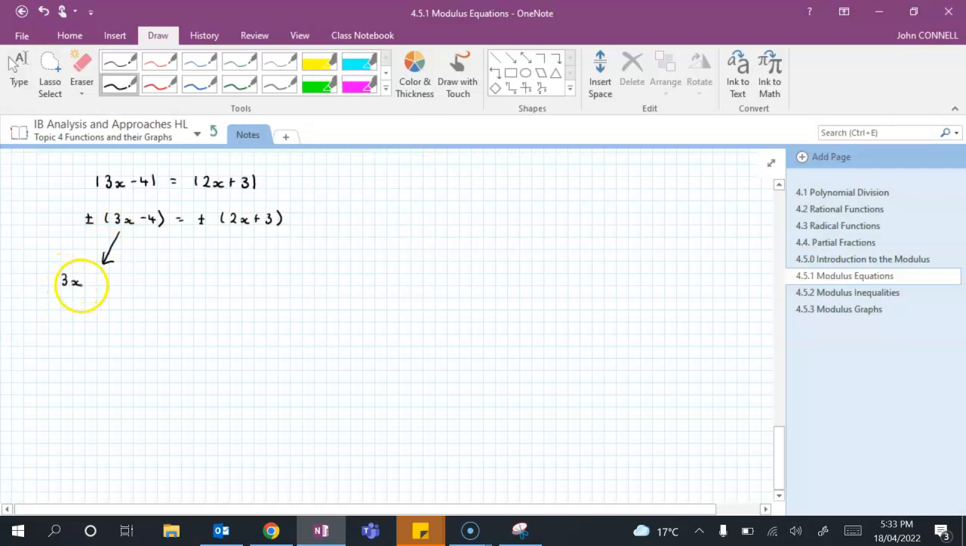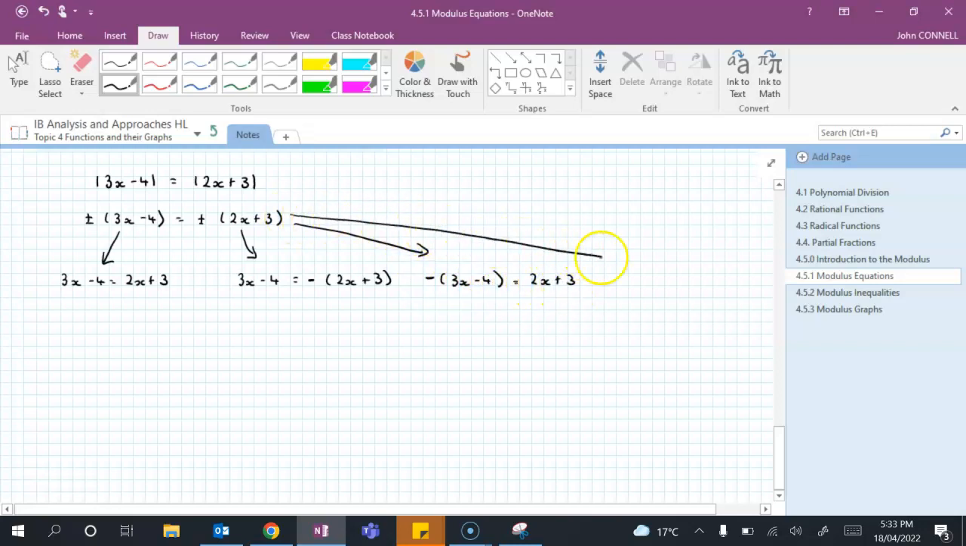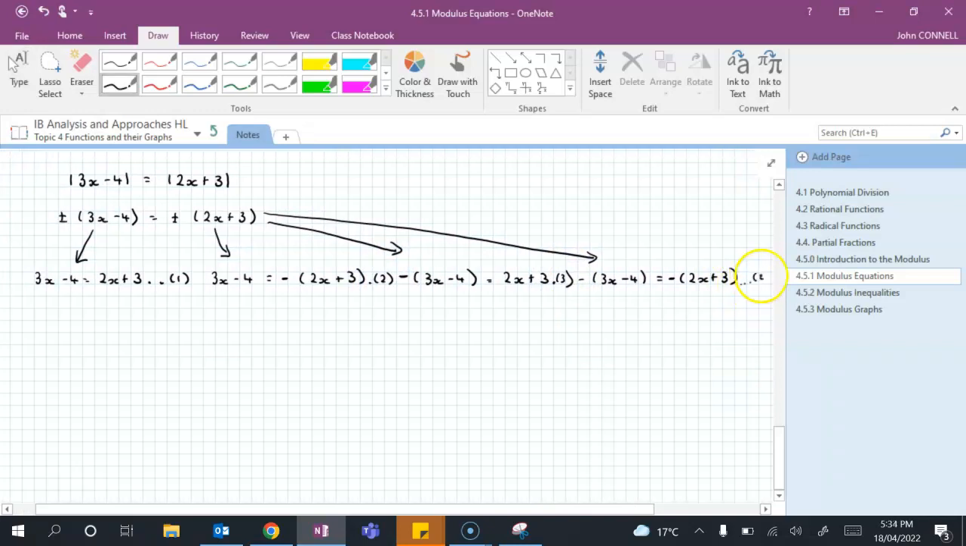It leads us to the equation 3x take 4 is equal to 2x plus 3. It leads us to the equation 3x take 4 is equal to the negative of 2x plus 3. It leads us to the equation that the negative of 3x take 4 is equal to 2x plus 3. And it leads us to the negative of 3x take 4 is equal to the negative of 2x plus 3. So that's 1. This is 2. This is 3. And this is 4.